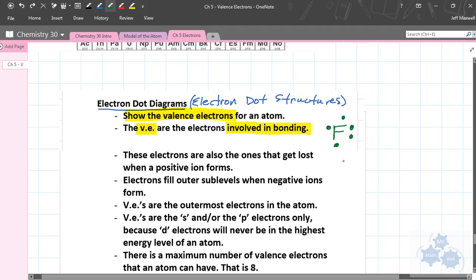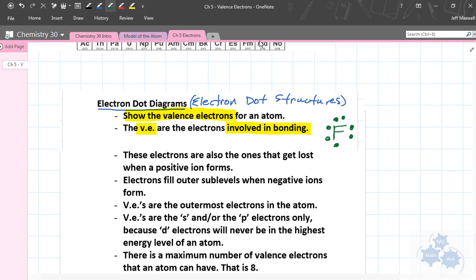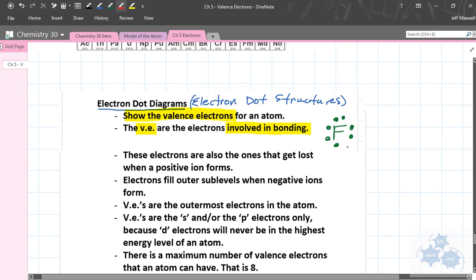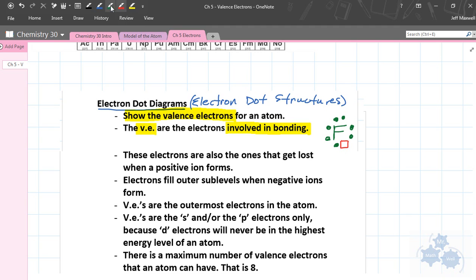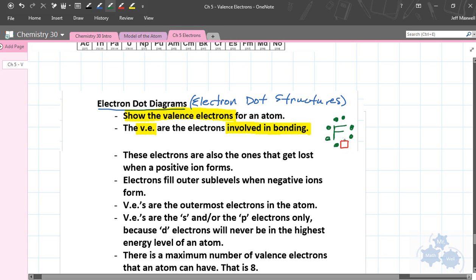So that's how you would show the electron dot structure or diagram for fluorine. Notice that it has 1 space available for one more electron for its outer shell being completely full. So 8 dots around the symbol would represent a full outer shell. And actually, this right here would represent the fluoride ion if it has 8 dots around it.